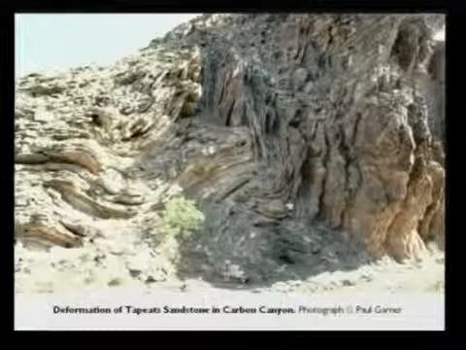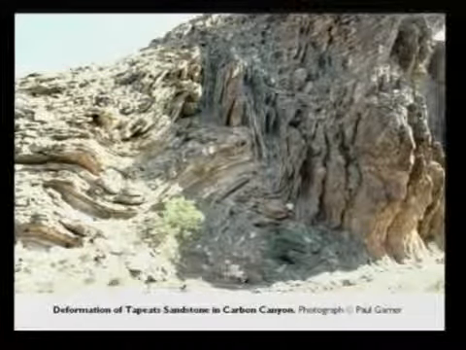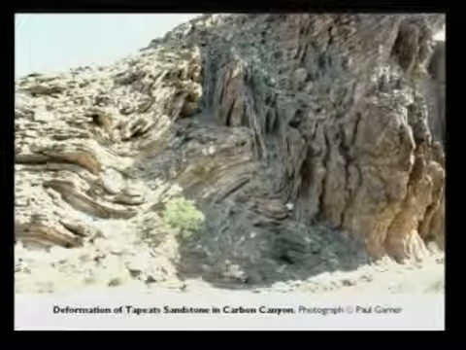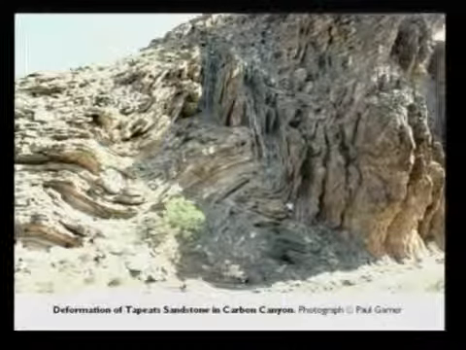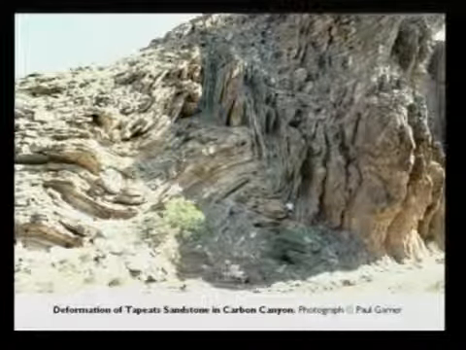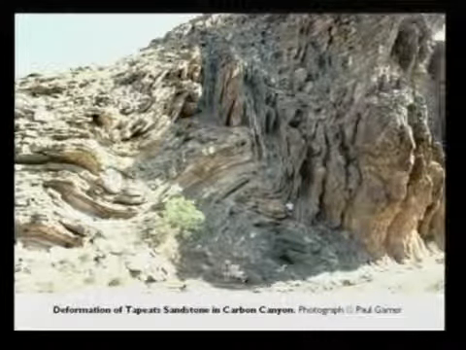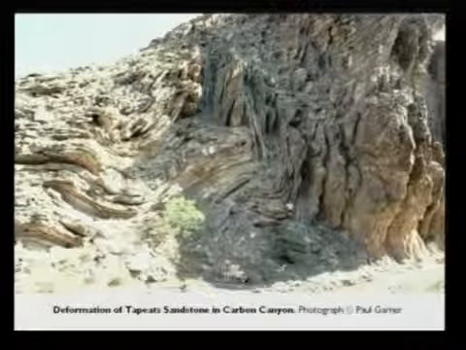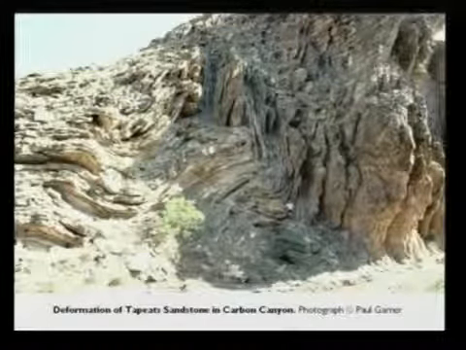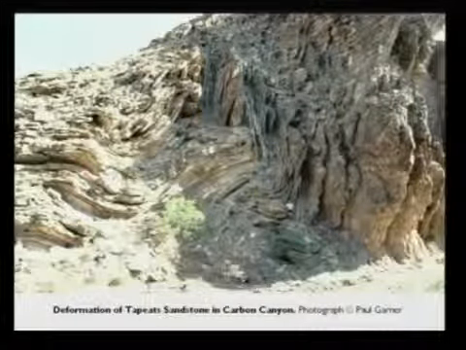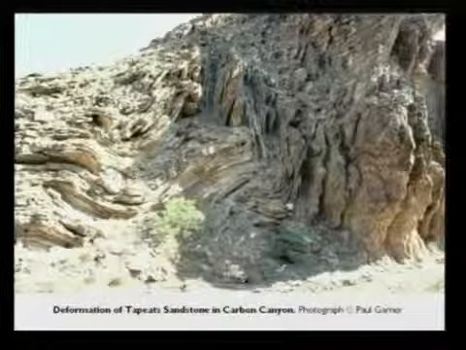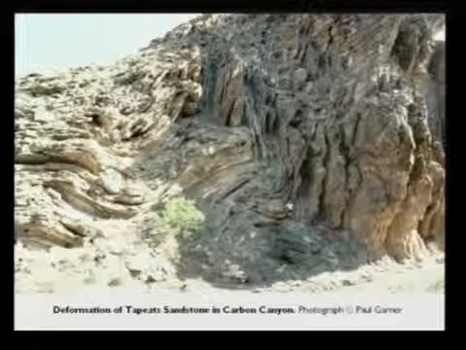This slide shows some pretty dramatic folding of the Tapeats sandstone in Carbon Canyon within the Grand Canyon. And no doubt you can see the people here. That gives you some sense of the scale. Here we have the Tapeats. It's roughly in a kind of horizontal orientation here. And then it goes into this sort of dramatic upwarp here where the rocks are now in a vertical orientation.